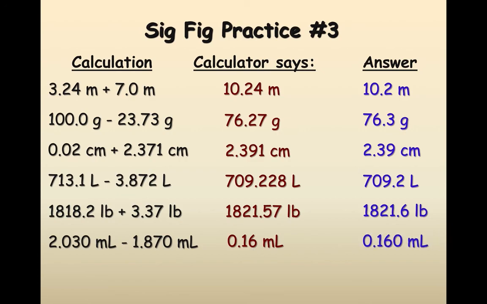There you go. So this is an interesting one because when you do the math, your calculator isn't going to add the extra 0 for the significant figures. You have to remember to do that yourself because there's 3 decimal places here and 3 decimal places here. So you should have 3 in your answer.